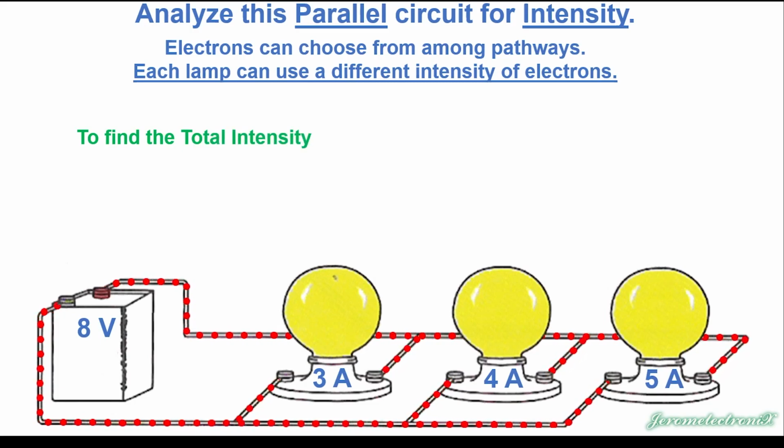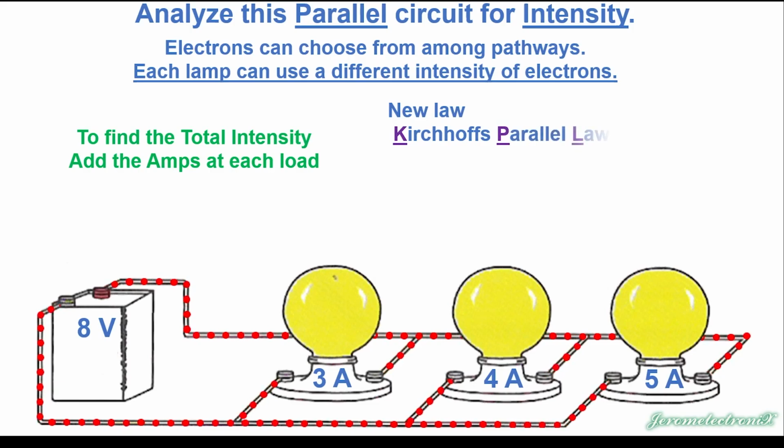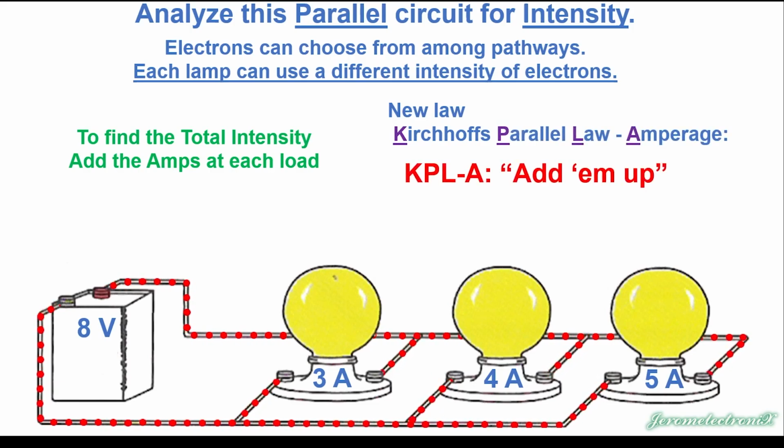So to find the total intensity, well, you might think, just add them up, but that doesn't work. Add the amps at each, wait a minute, that is add them up. I was confused. Sorry about that. Parallel law, add them up. So the series voltage law and the series amperage law are just kind of flipped for parallel. In this case, Kirchhoff's parallel law for amps is just add them up.